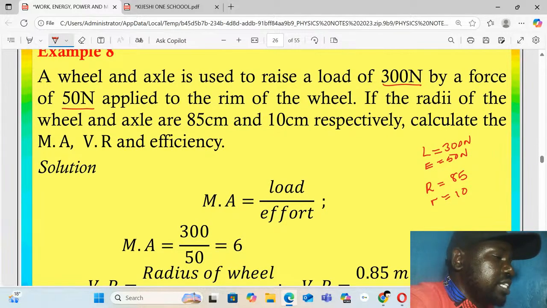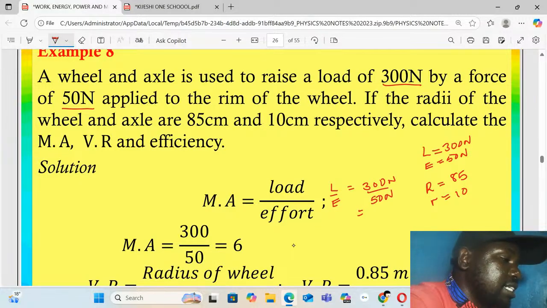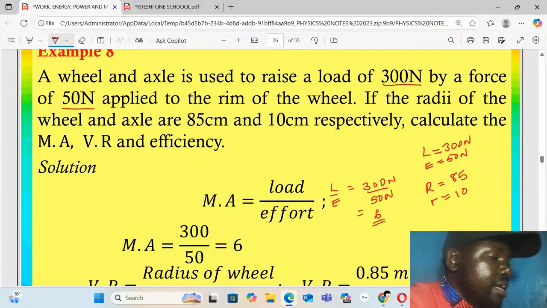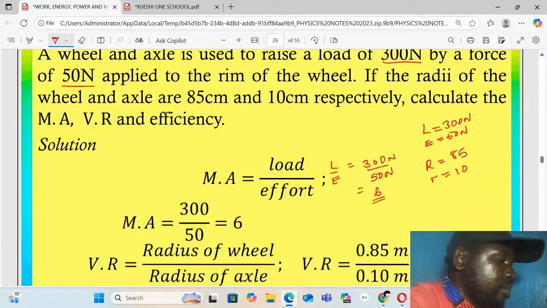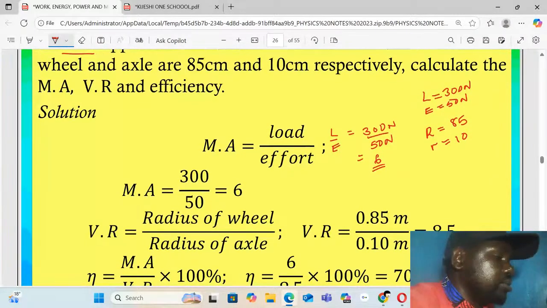So mechanical advantage is very straightforward. It is the load over the effort. So load over effort, where we shall pick our load of 300 newtons over the effort of 50 newtons. And in this case, we shall arrive at 6. And we have said that mechanical advantage doesn't have units. Then now we have the velocity ratio, where we say it is given by the radius of the wheel over the radius of the axle.